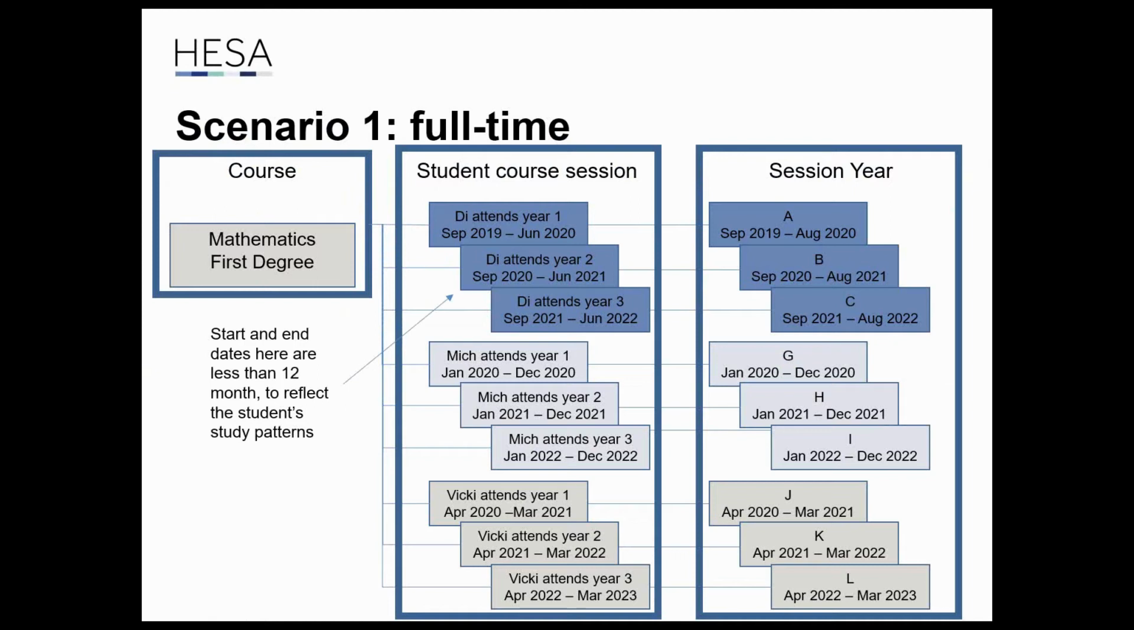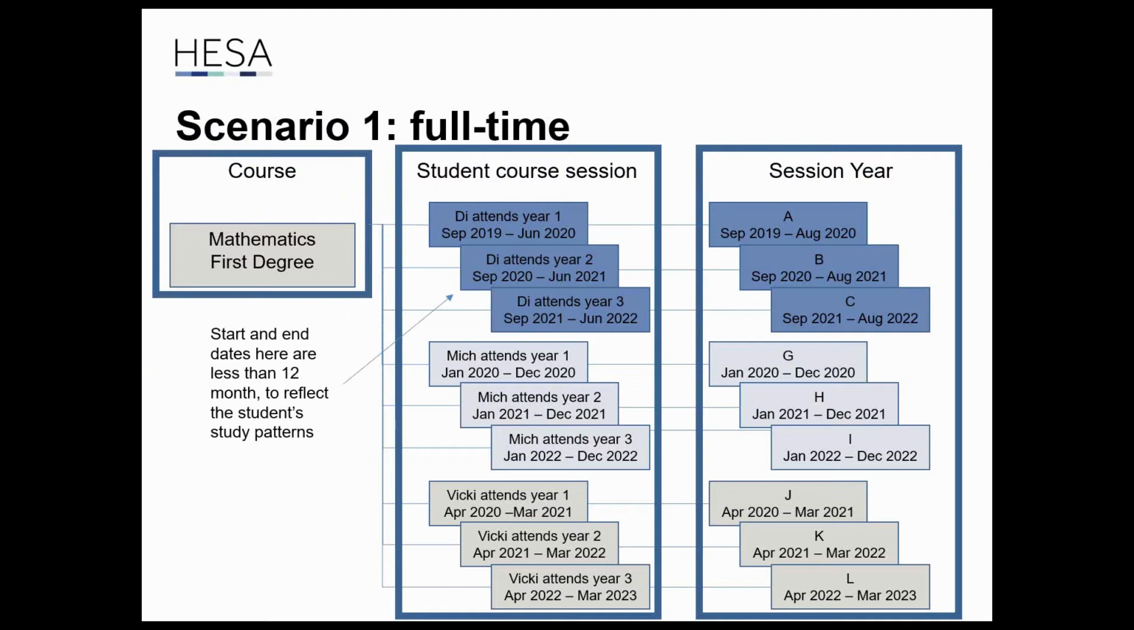You then have a student who might be starting in January, doing January to December. So Mitch in this example is doing that, doing his 3 years. He is linked to 3 different session years, G, H, and I on this slide, running from January to December. We've also got Vicky, just to put in all of the reference period years. She starts in April and ends in May, and again has 3 different session years, J, K, and L.